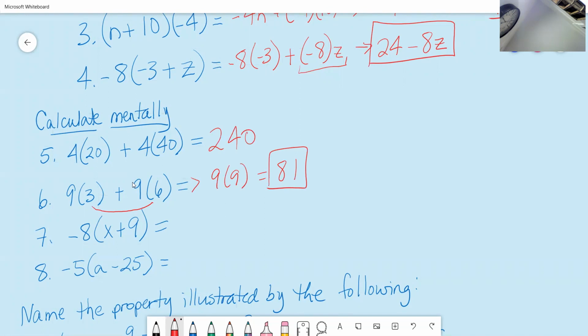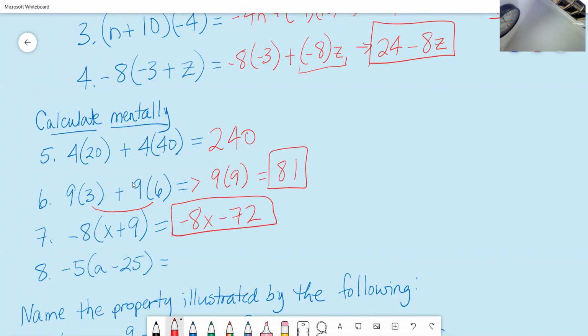Now in number 7, you know that negative 8 times x is just negative 8x. We don't know what x is, but what's 8 times 9? It's 72. So this is negative 8x minus 72.